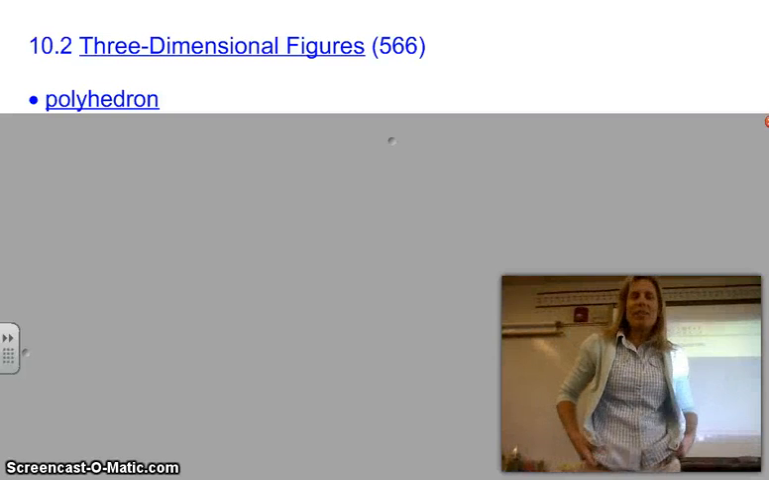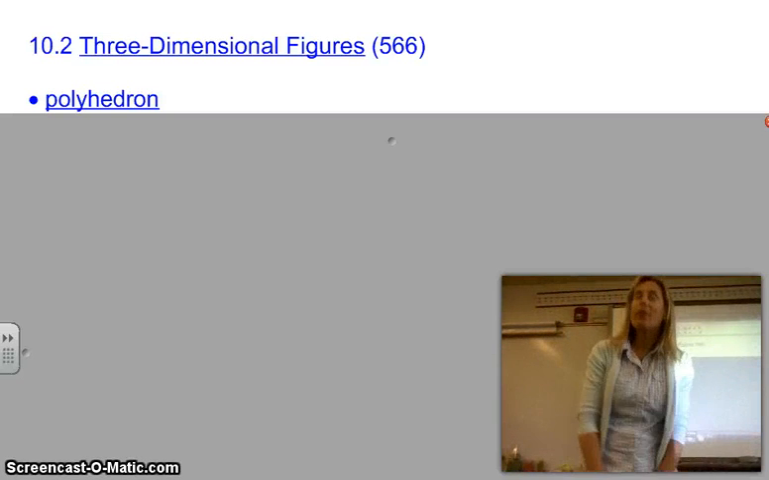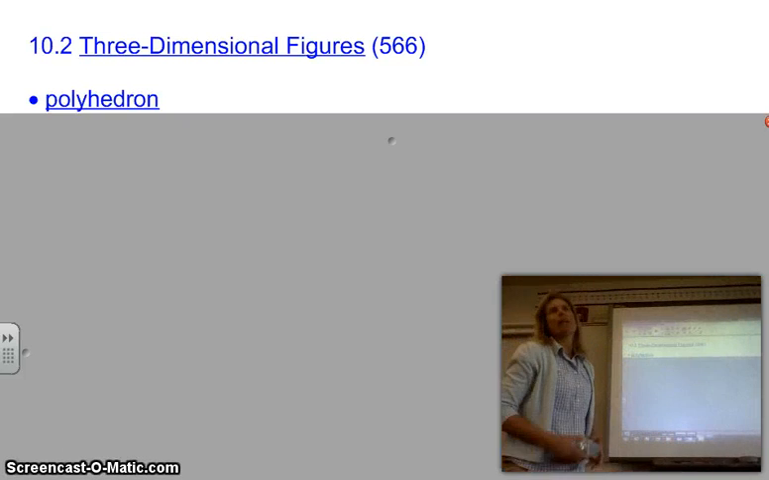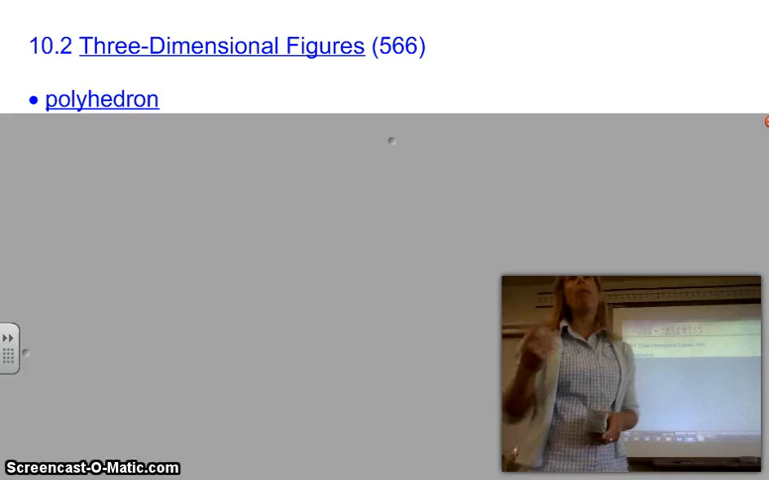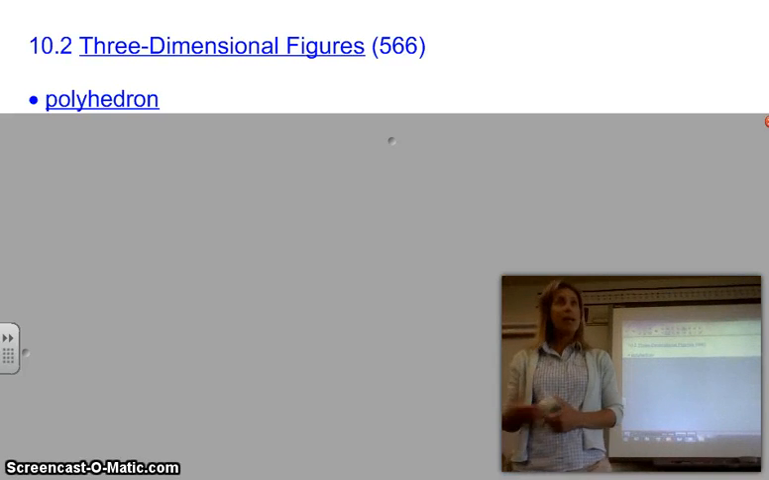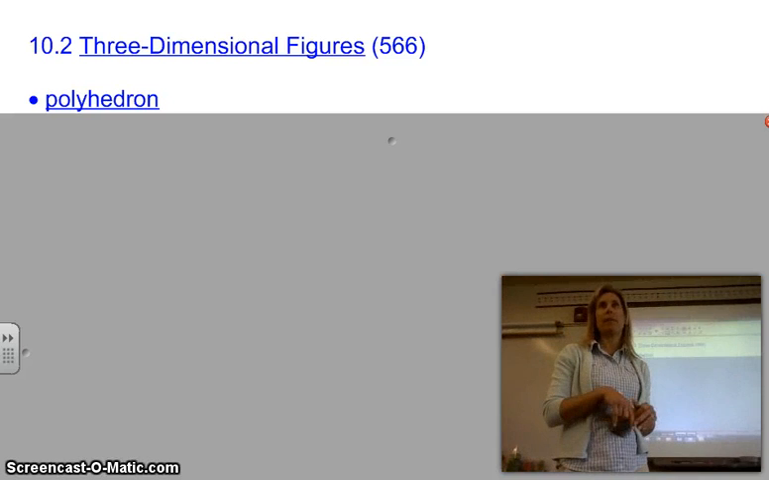Okay, today we're getting into some three-dimensional figures. We're talking first about polyhedron, okay? So if we have a polyhedron, poly, that prefix means what? Poly. Many, right. Polytheism, many gods. They believe in many gods.